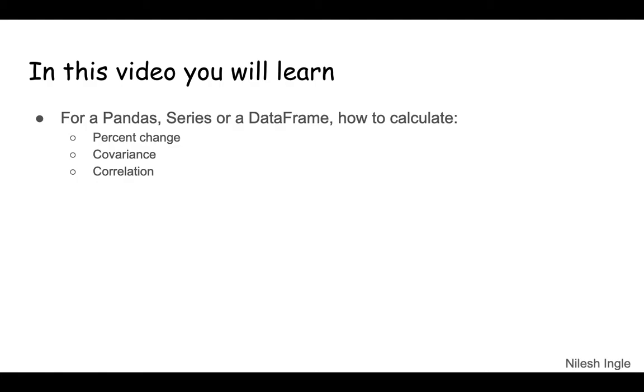So in this video, based on what you've already learned from those videos, we'll look at how to write code to calculate percentage change, covariance, and correlation. And this would be for both series and data frames. So let's get into a Jupyter notebook and start coding.